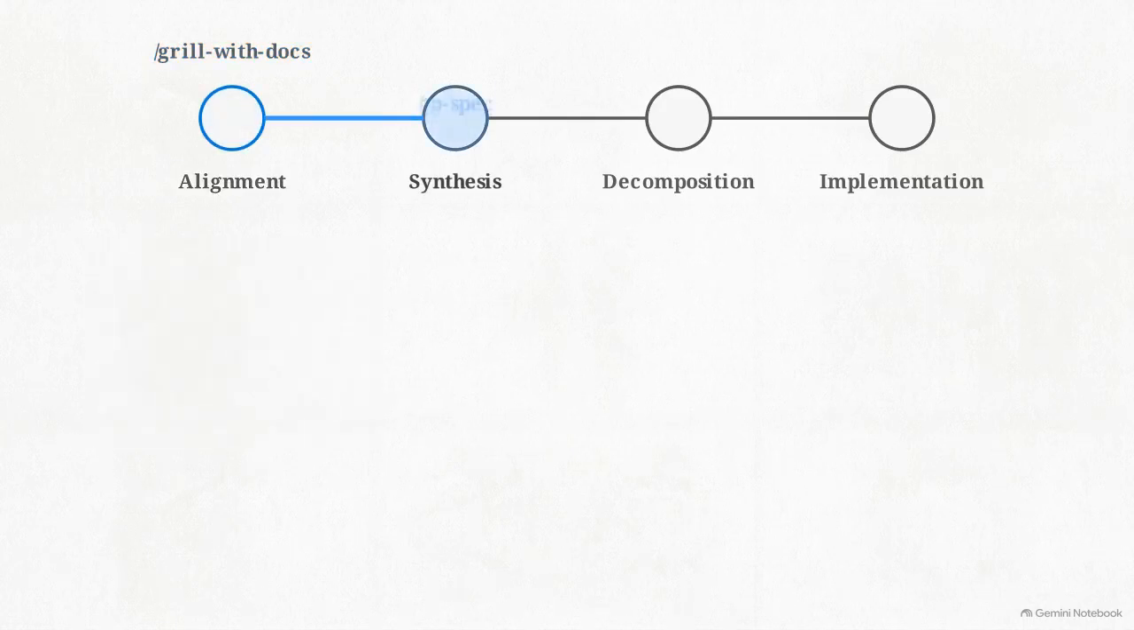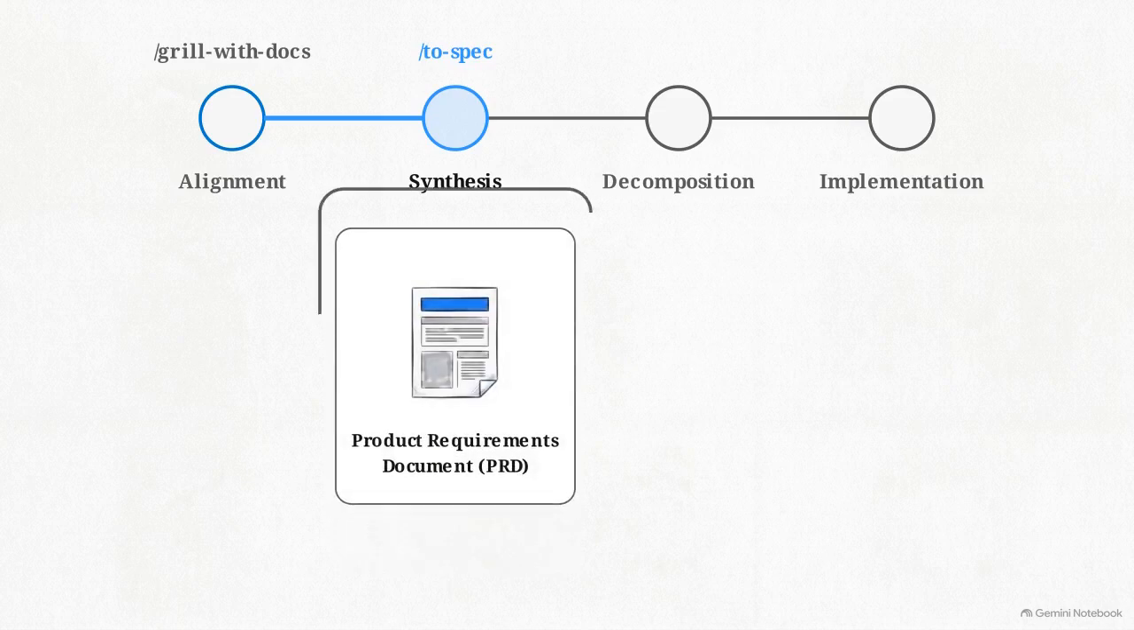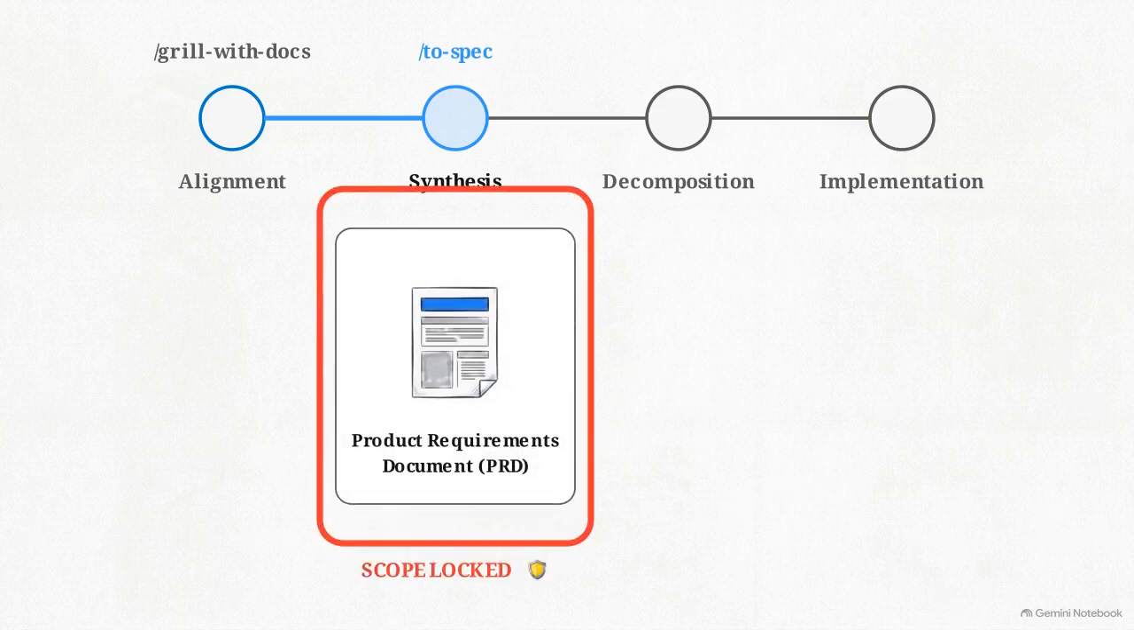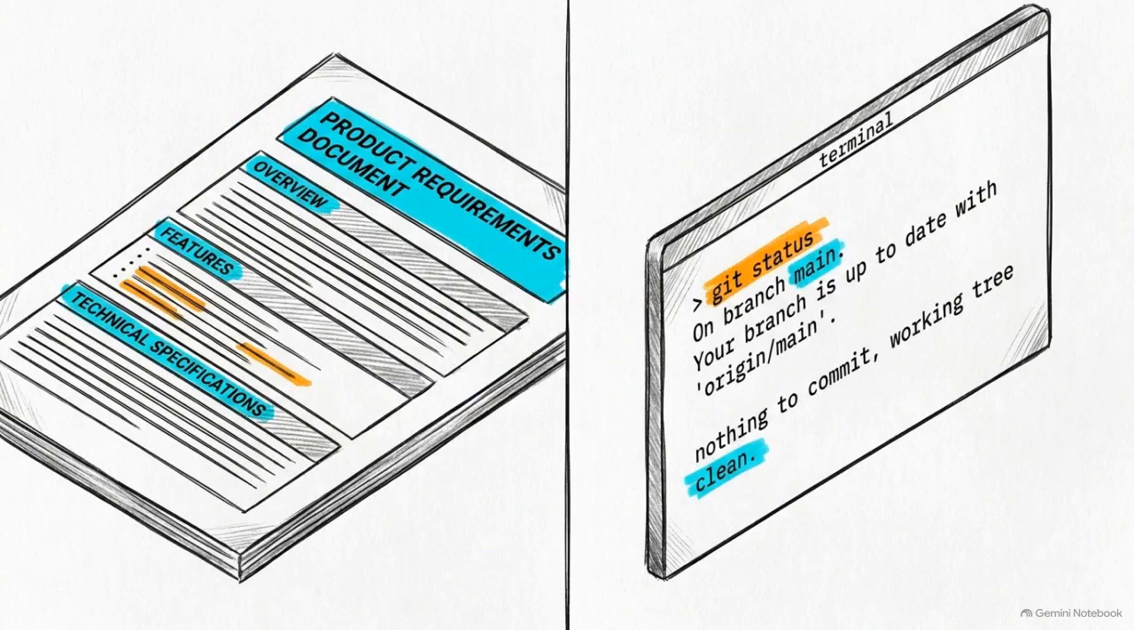Next, run /toSpec to advance to synthesis. It synthesizes our chat into a concrete product requirements document, completely forbidding unapproved scope. Forcing the AI to formalize a specification document before generating a single line of logic is your strongest defense against feature creep and architectural drift.